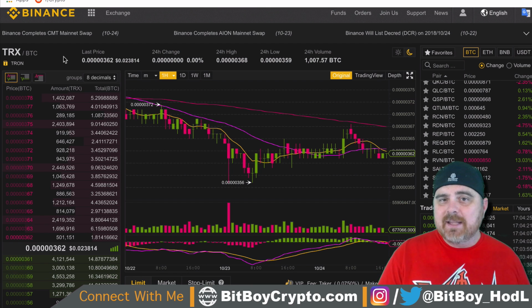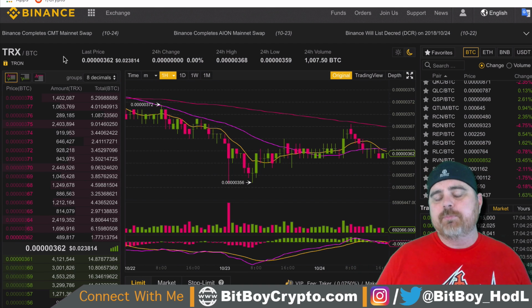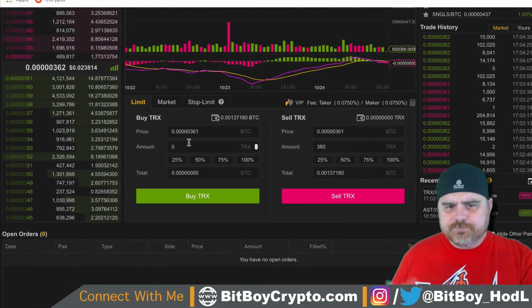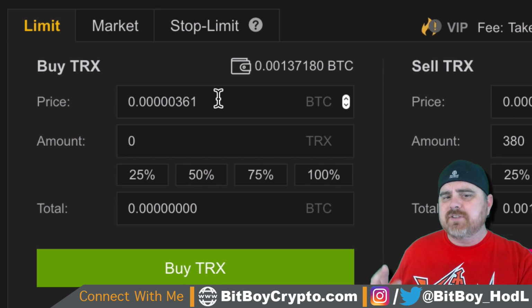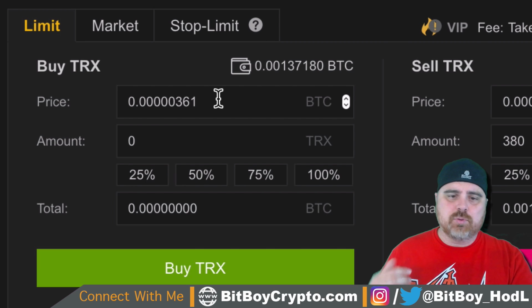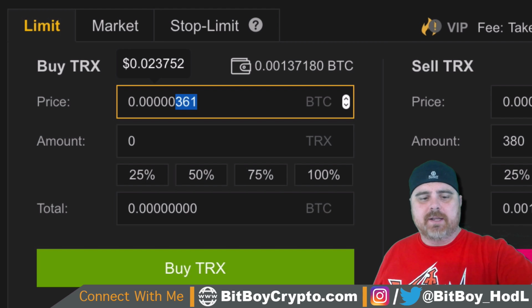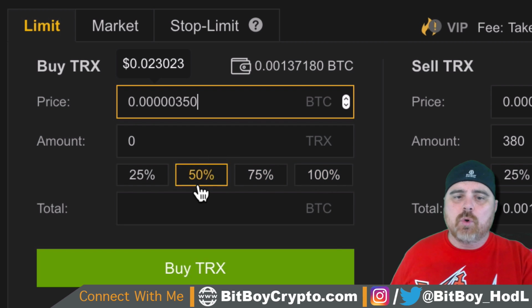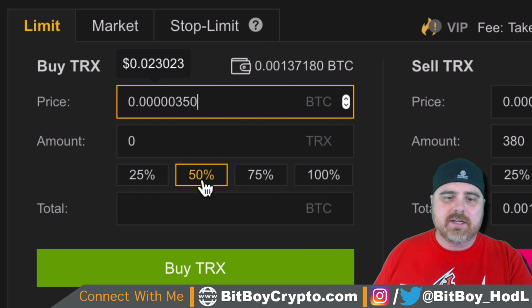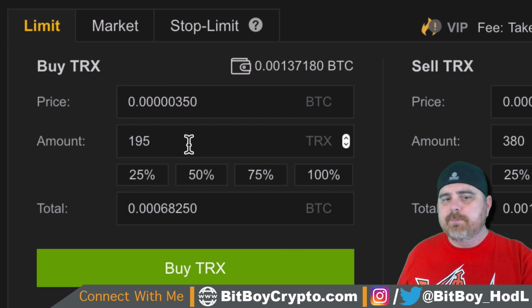You can set a limit of a high or a low where you will be willing to buy or sell a cryptocurrency. So if you come down here to the bottom, as you can see here, it has the price set at 361 Satoshis. So all I would have to do if I wanted to buy at this price was set my limit where I wanted it to be at. So let's say I want it to be at 350 Satoshis. And then when it hit 350, I wanted to spend half of whatever Bitcoin I have in here to buy Tron. So I could just hit 50% right there, and it automatically would buy 195.